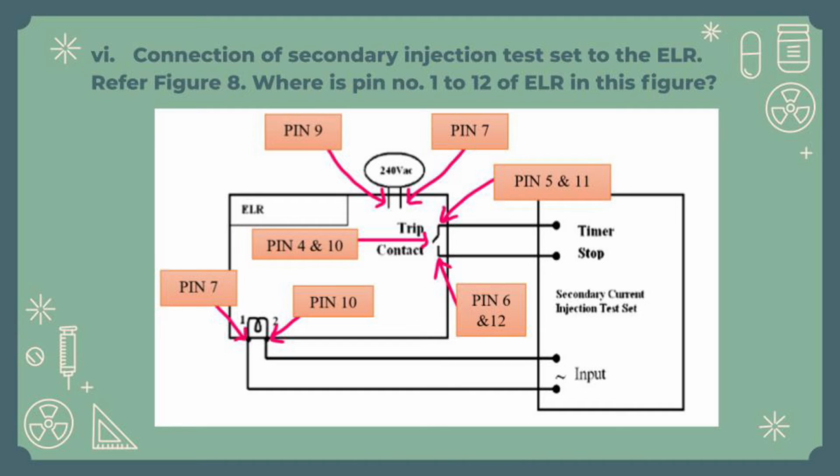Next, pin number 1 and 2 are the positive and negative terminals for the zero current transformer that is used as a sensor in this circuit. Pin 6 and 12 are common. Next, pin 4 and 10 are normally open. Lastly, pin number 5 and 11 are normally closed. We move on to the next question.